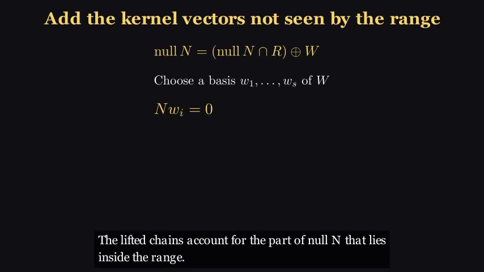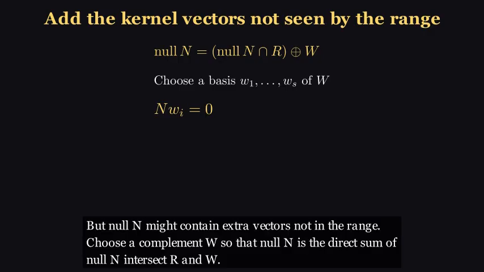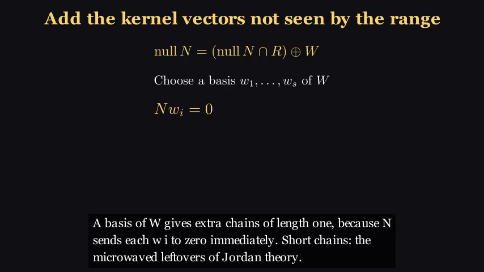The lifted chains account for the part of null N that lies inside the range. But null N might contain extra vectors not in the range. Choose a complement W so that null N is the direct sum of null N intersect R and W. A basis of W gives extra chains of length 1, because N sends each w_i to 0 immediately. Short chains. The microwaved leftovers of Jordan theory.